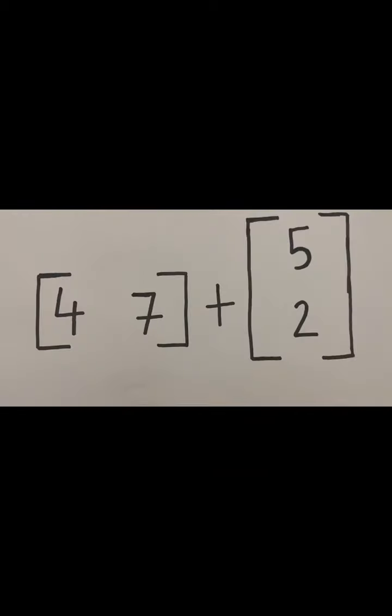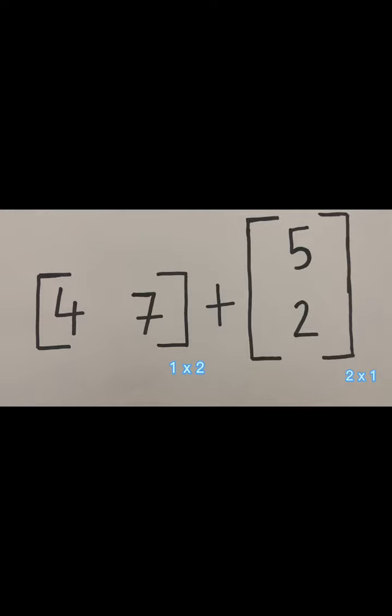The first matrix is a row matrix which has the entries 4 and 7, and the second matrix is a column matrix which has the entries 5 and 2. To know if they can be added, we need to look at the dimensions. The first matrix dimension is 1 times 2, and the second matrix has a dimension of 2 times 1. As we can see, they don't have the same dimension, so we can't add them.